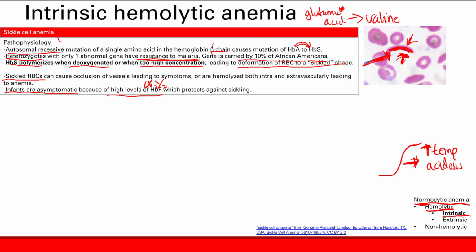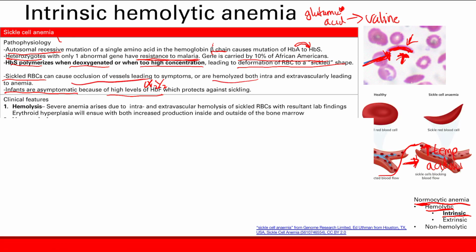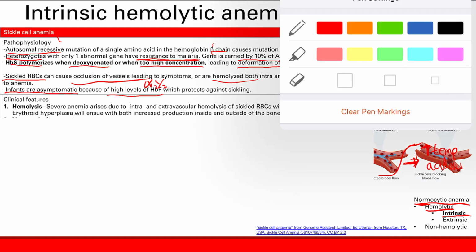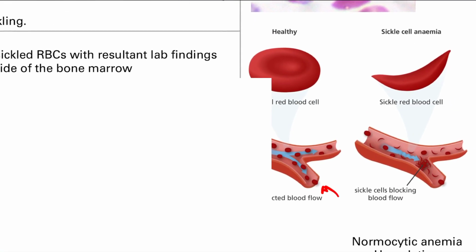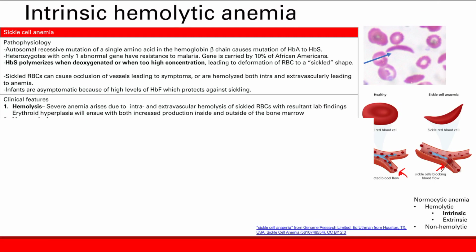So clinical features here all relate to this occlusion of vessels and hemolysis. Let me clear these first. Just to show you, this is how you have normal red blood cell flow here, and you get sickling, and you get occlusion of blood vessels, and that's how you can get some symptoms. So first of all, we'll look at hemolysis.